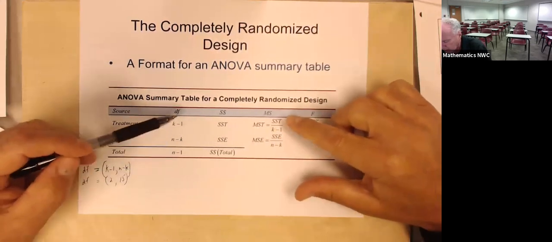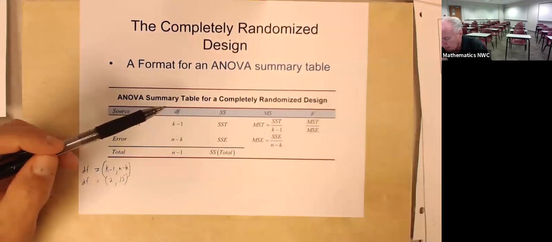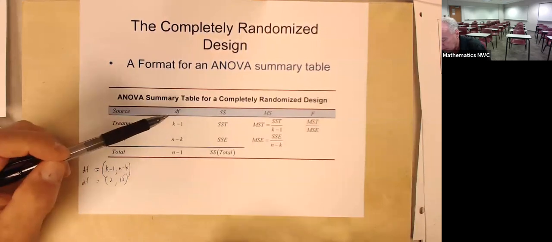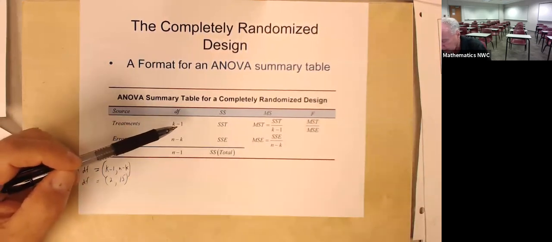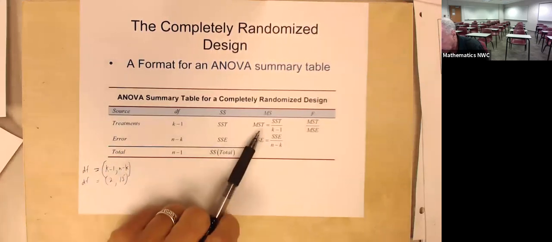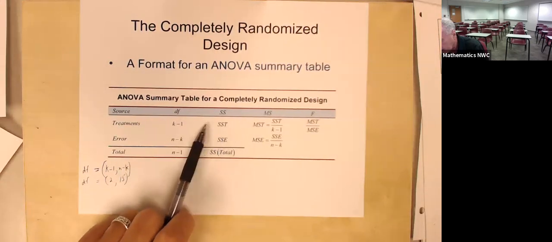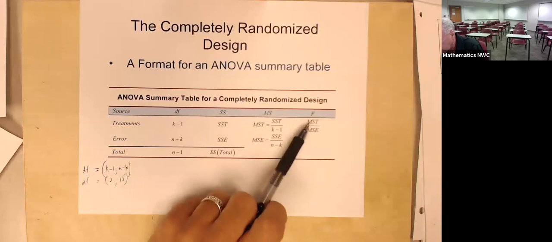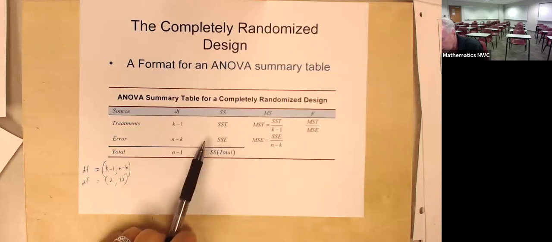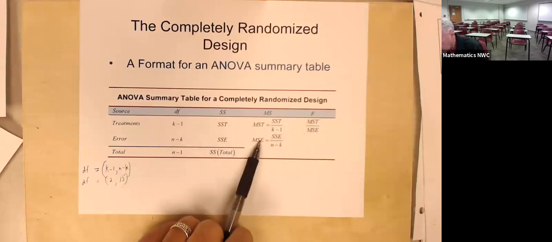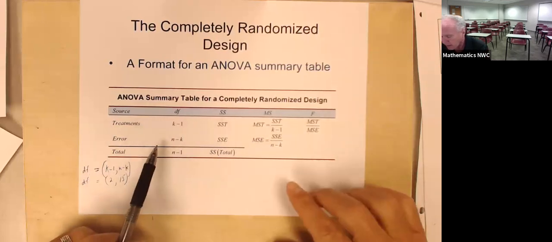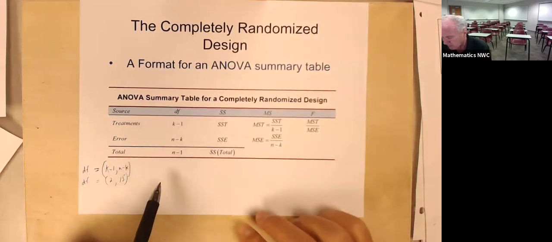These numbers will be given on a computer printout because they are very nasty to compute. We could do it, but it would take a lot of time. But you should remember, this divided by this gives me the numerator of F. This divided by this gives me the denominator of F. That part you should have down.